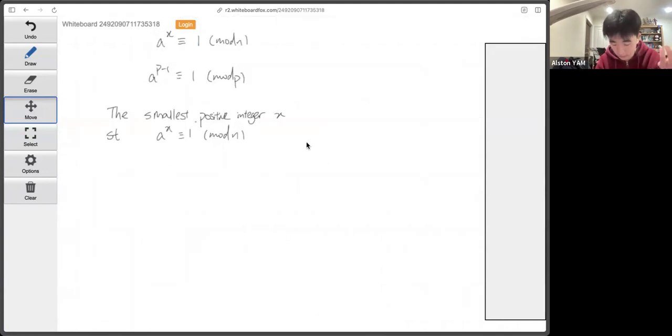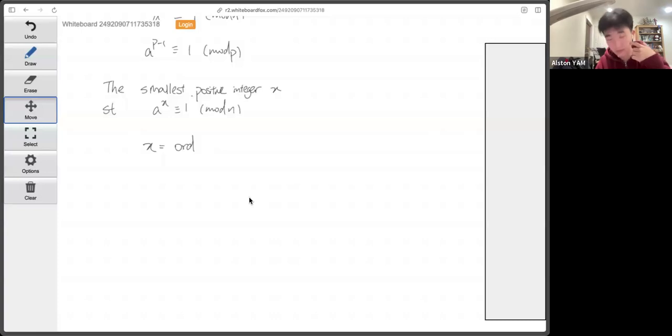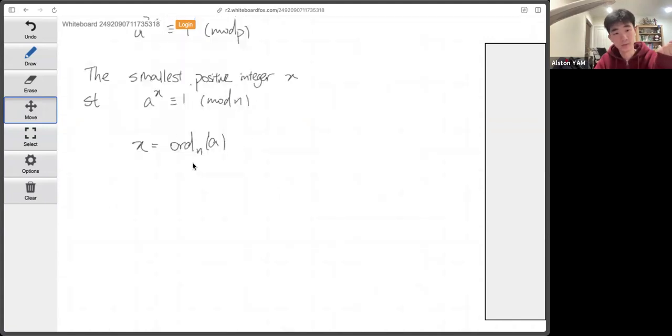And the notation is that we can write x is equal to the order. So we write ORD, and then we have a subscript n, and then we have a. So x is equal to the order of a under mod n, right? And that is the smallest positive integer x such that when you have a raised to the power of x, the remainder when you divide it by n is 1.